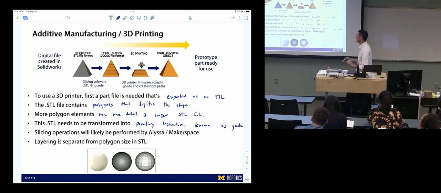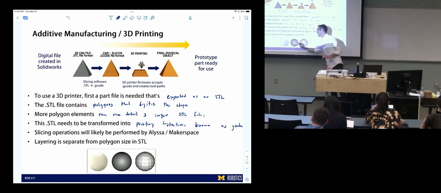And then this shows some different polygons. This would be a sphere, and this is just two different levels of polygons.